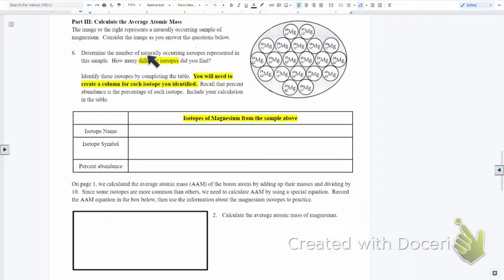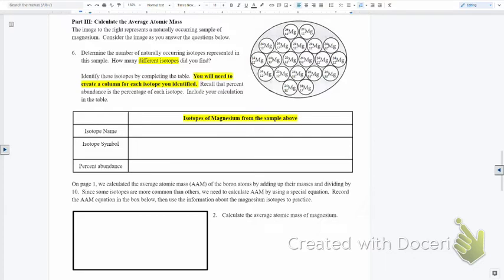First, determine the number of naturally occurring isotopes represented in this sample. How many different isotopes did you find? We're going to be looking at all of these atoms, and notice that they all have Mg as their symbol, which means they're all made of magnesium. And notice that the bottom number, 12, is the same for all of them because 12 represents the atomic number, which is also the number of protons. All atoms of the same element have the same number of protons because if you change the number of protons, you change the element.